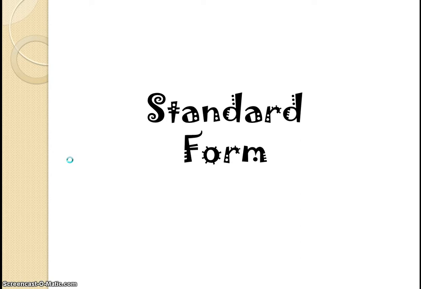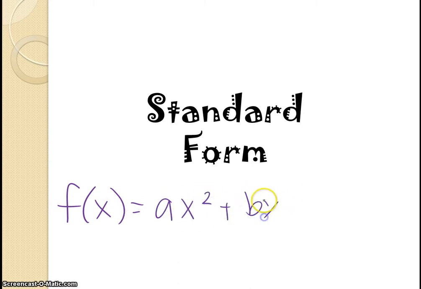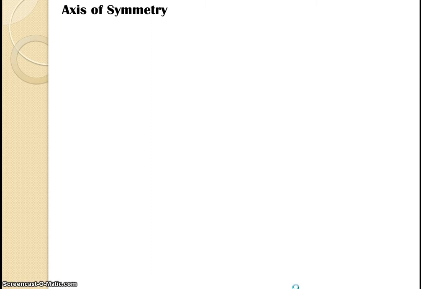So to start us off, we've got standard form. Standard form of a quadratic is f of x equals ax squared plus bx plus c. We can find the axis of symmetry in standard form by simply using x equals negative b over 2a. Remember, our axis of symmetry is a vertical line, so we write it like an equation, x equals.